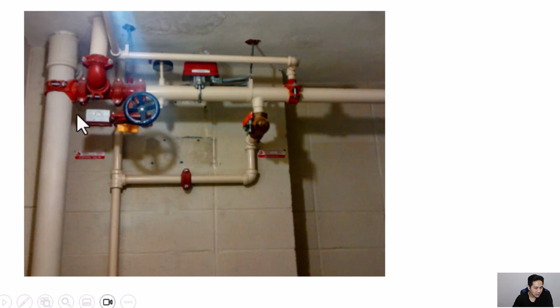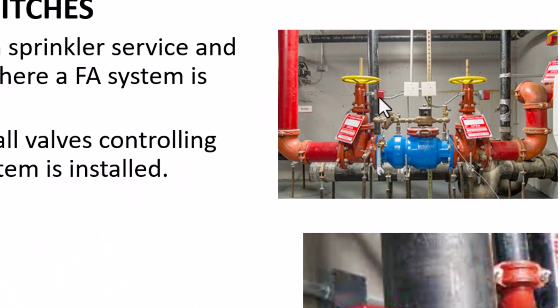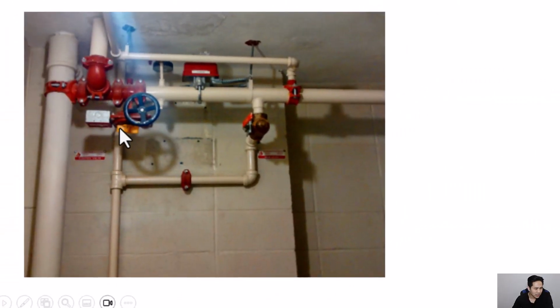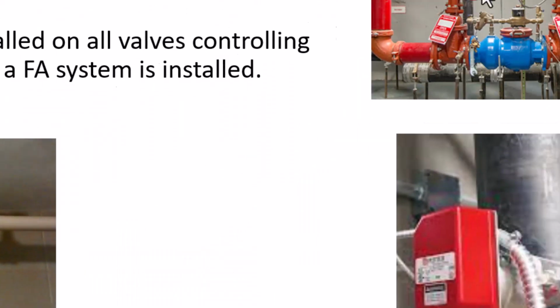This here is an actual tamper switch, so it can come in this form here, or the tamper switch can be built into the valve itself. Right here, you see this yellow handle. This is a tamper switch, and this is where the wiring would be connected to the tamper switch from the fire alarm system. So this is what a tamper switch can also look like, not just this right here.